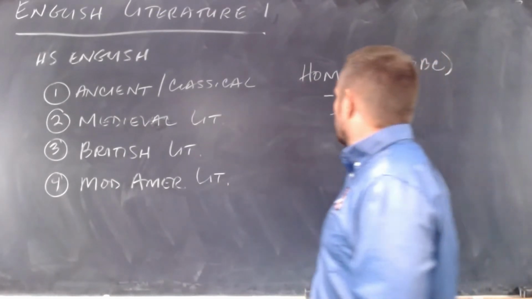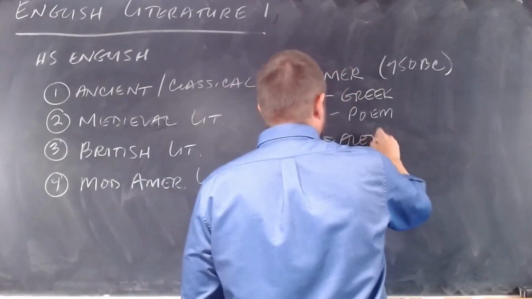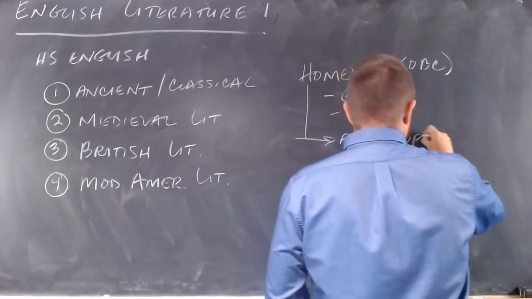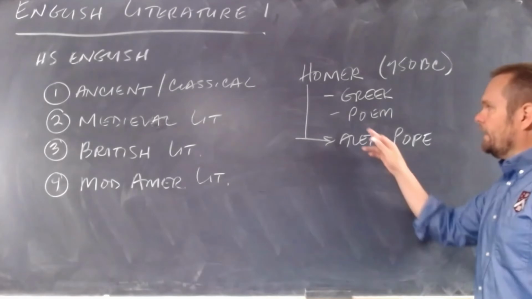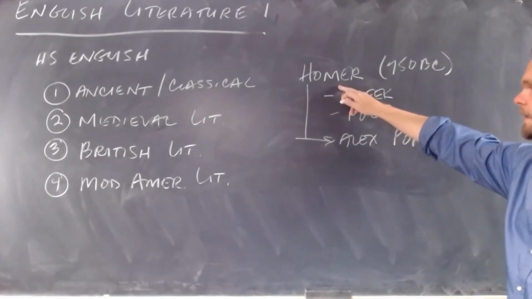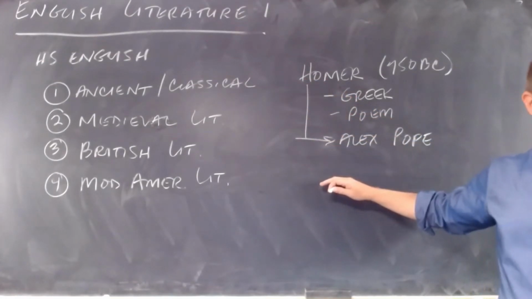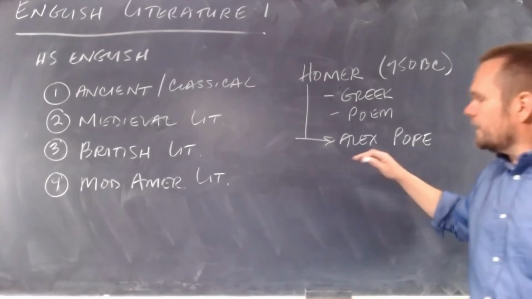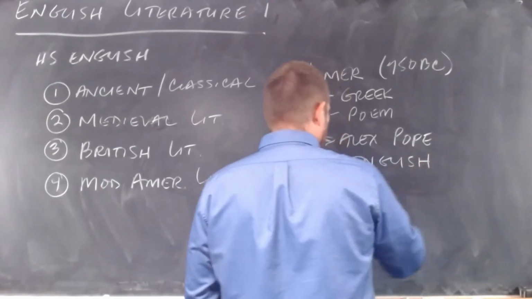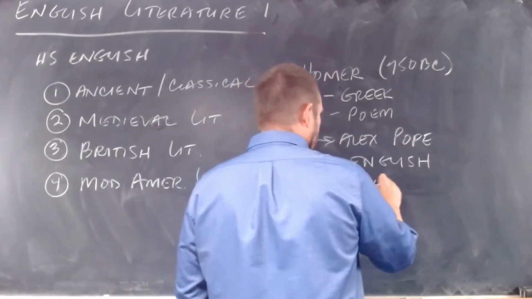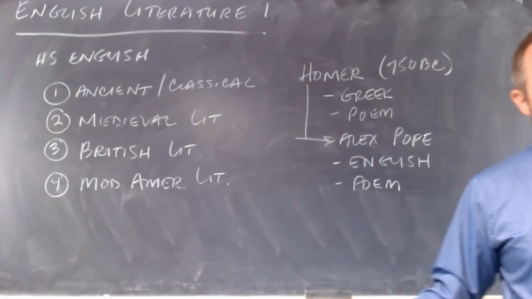Okay? We're going to read a translation of Homer by an English poet named Alexander Pope, who lived in modern times. And he translated Homer's Iliad, but what's interesting is that he didn't just translate it word for word. He translated it into an English poem. So Alexander Pope translated Homer's Greek poem into an English poem.